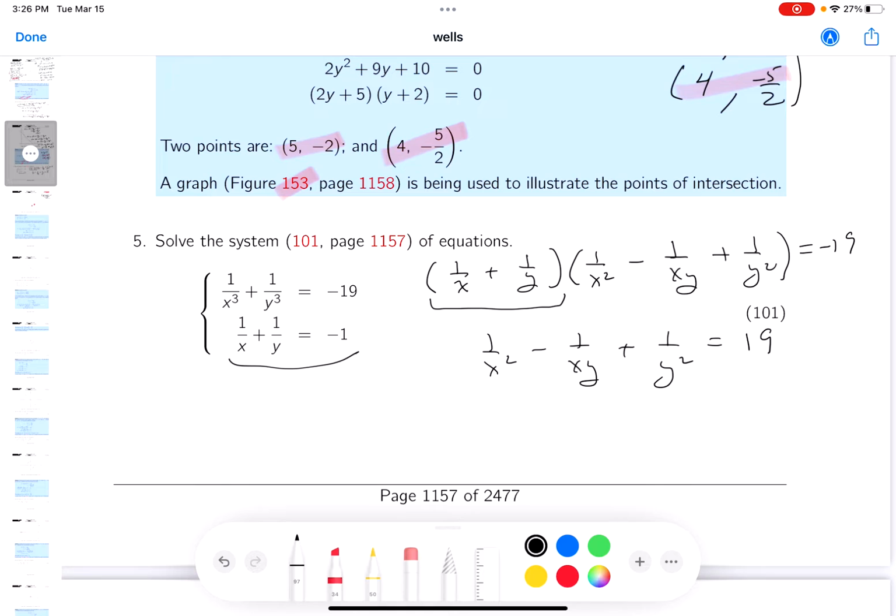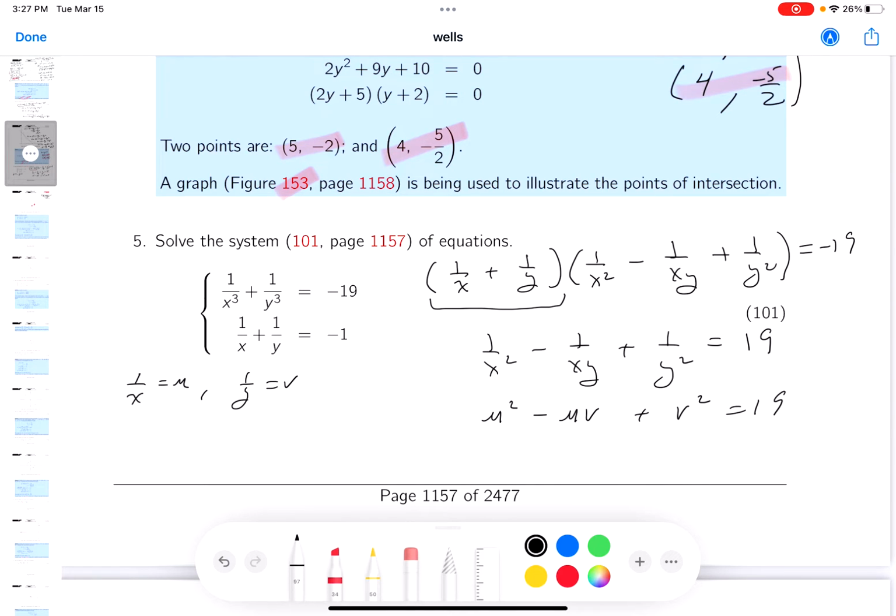Before I do it, though, and probably I should have done this before I started the problem, was make a substitution. So the substitution I want to make is this: 1 over x is equal to u, and 1 over y is equal to v. So what would you get over here? You'd get u squared minus uv plus v squared is equal to 19.